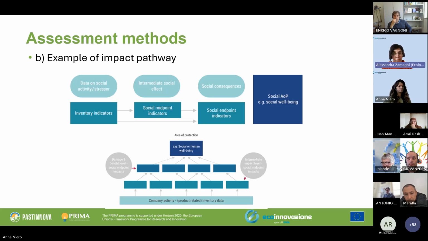The other example is the assessment methods. A good assessment method is the social impact. Social impact is in this case meant in a very similar way to what we have in environmental LCA, which means that we have an impact pathway that describes how a certain activity or stressor creates an impact on our final area of concern or endpoint, which in social LCA is represented by well-being. Just to give you an example, we might have an inventory indicator that is represented by remuneration. Remuneration is an indicator that we use to measure fair wage as a social topic, ensuring a positive outcome on fair wage.